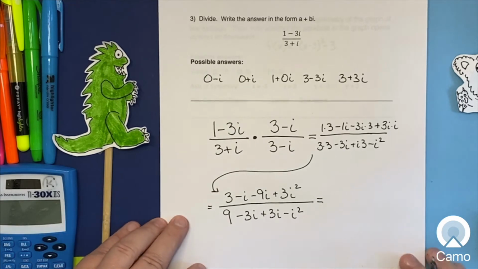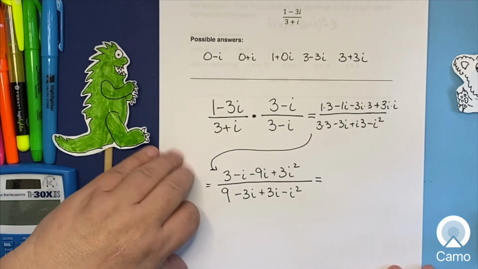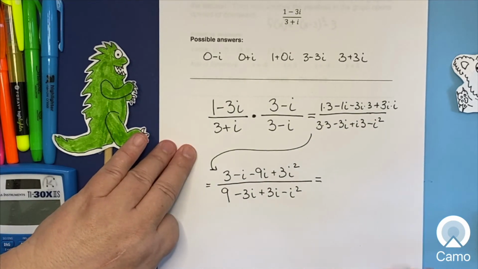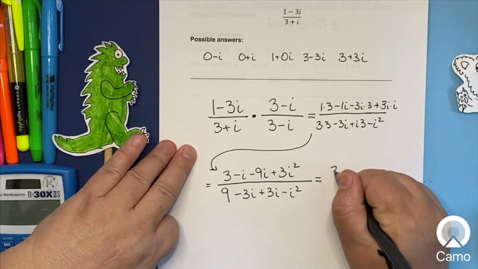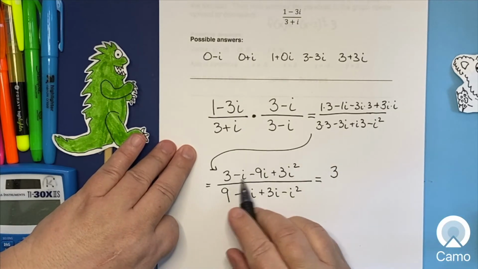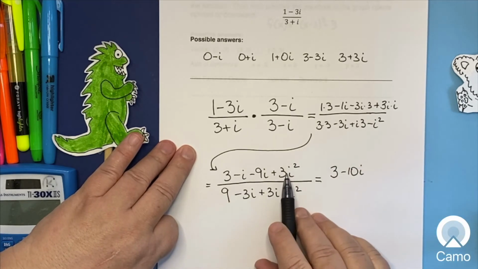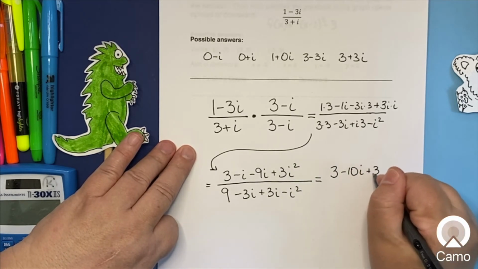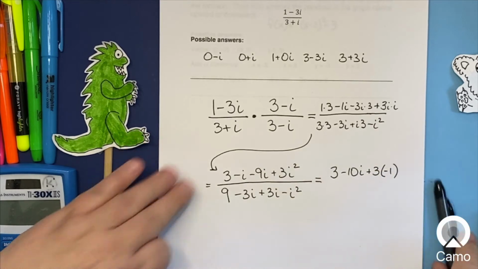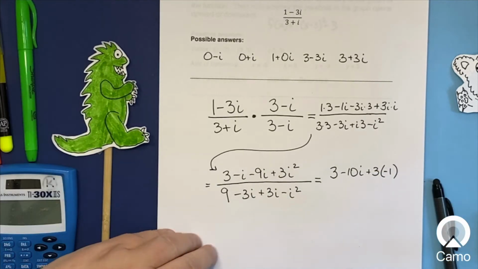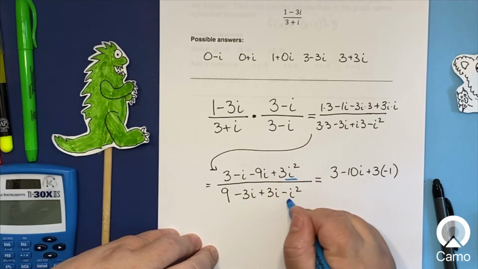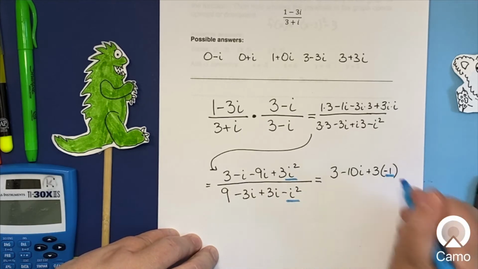So, a couple things we can do. We can combine like terms. So we can actually say this is 3 minus i minus 9i minus 10i. And then here I've got plus 3 times a negative 1. Remember that wherever you've got an i squared, you've got a negative 1.